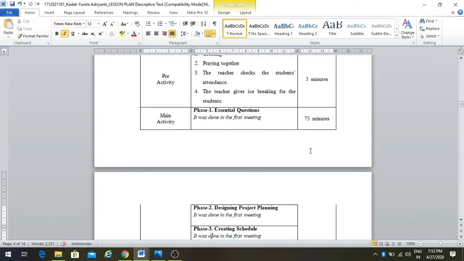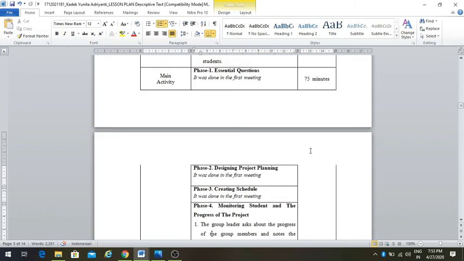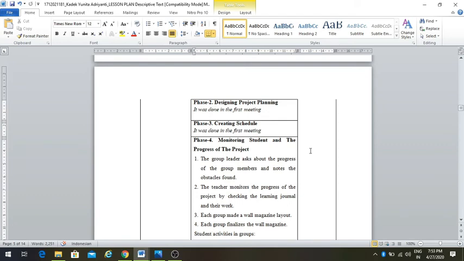So move to the main activity. The first page, second page, and third page were done in the first meeting, and then move to the fourth page, which is monitoring students and the progress of the project.